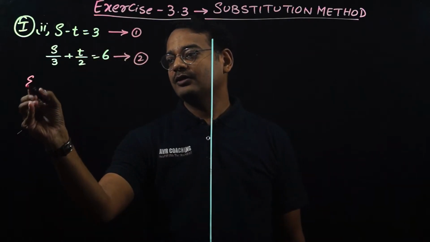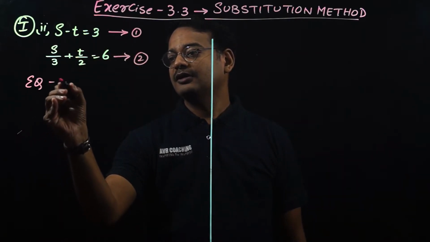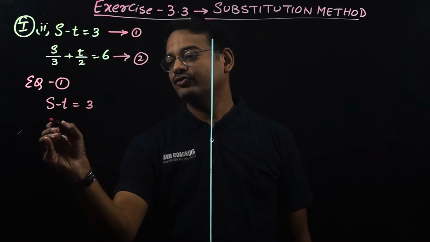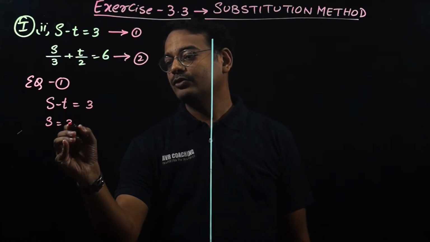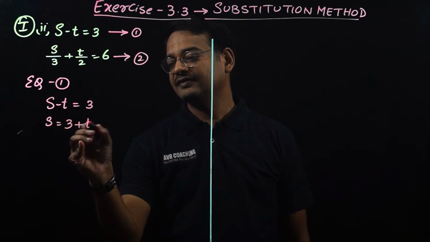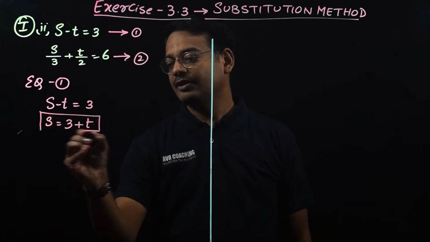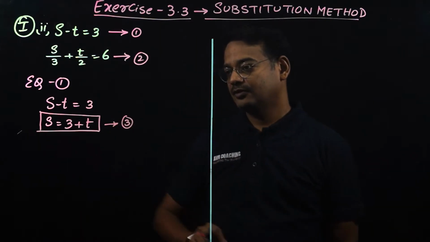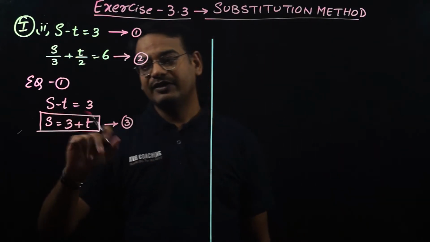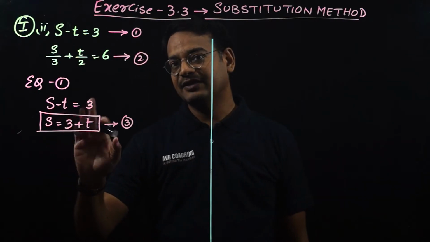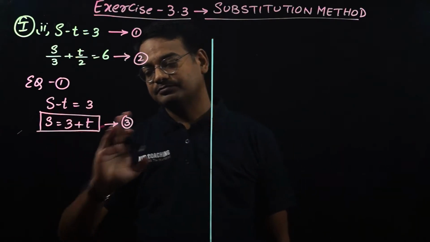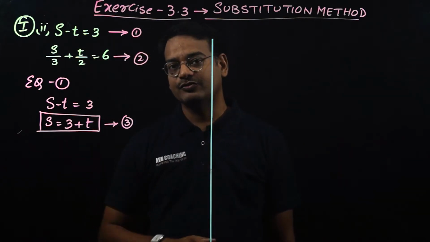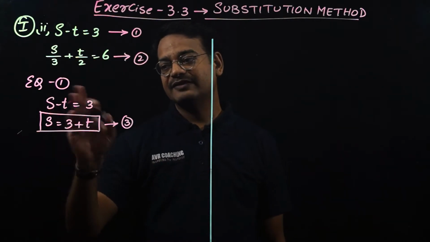Now equation 1 is given by x minus s minus t is equal to 3. So we can write s equal to 3 plus t. So this will become equation 3 now. Okay, now every equation previously had only x and y, so we were taking out y to the left hand side and bringing all x values to the right hand side. But here we have s and t.